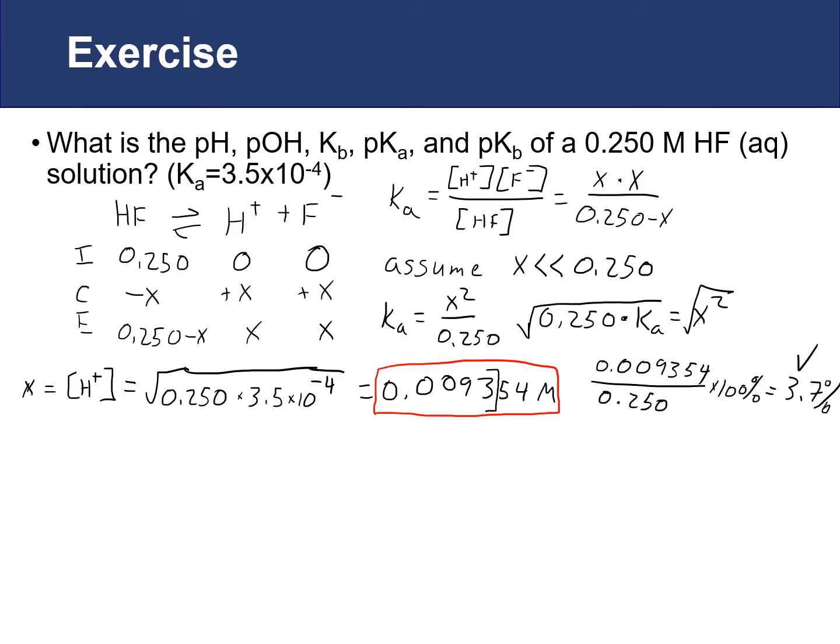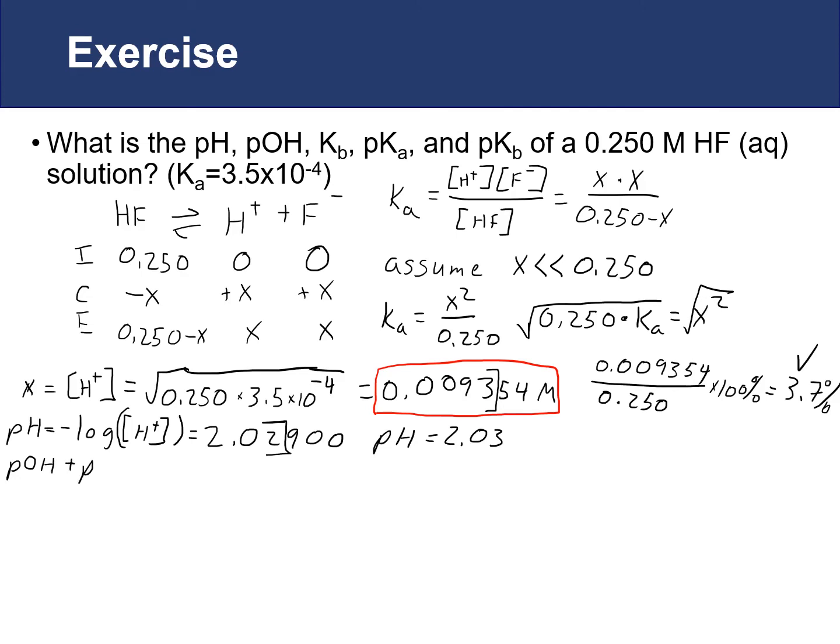From that, we can find our pH. So pH is equal to the negative of the log of our H plus concentration. So that would be the negative log of the 0.009354. If you take the negative log of that, you will find that the answer is 2.02900. Because we have two significant figures here, when we're doing the negative log, that means our number will be cut off after two decimal places. Right? So our answer for our pH would be equal to 2.03.